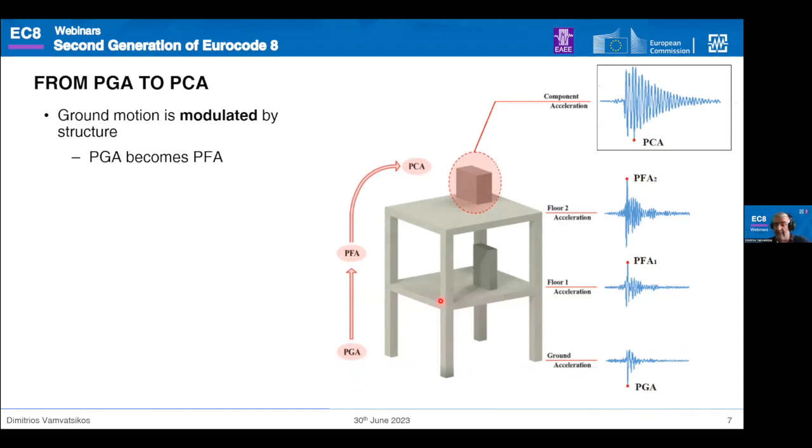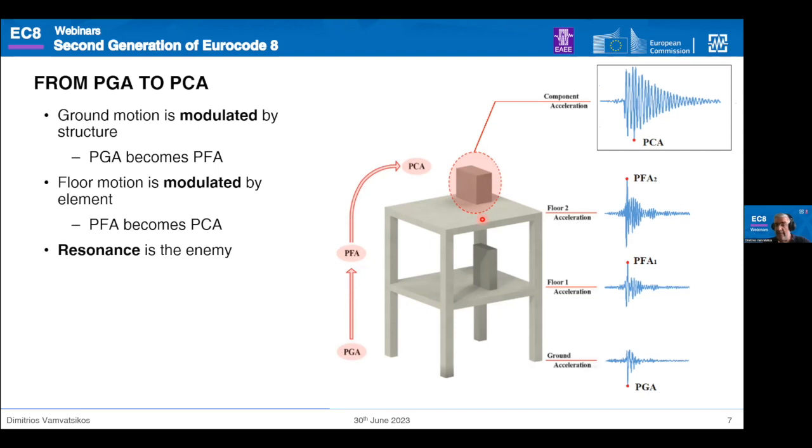Modulation is the right name for the game, because if the periods match, of structure and component, for example, structure and soil, but that's another discussion, then you get resonance and you get an increase. If they do not match, you might as well get an amplitude decrease. So your PGA, your peak ground acceleration, essentially becomes peak floor acceleration, which then hits the component, and it's modulated, of course, by the element itself and becomes peak component acceleration. And it's for that acceleration that you want to design.